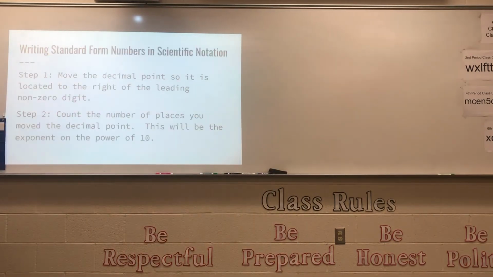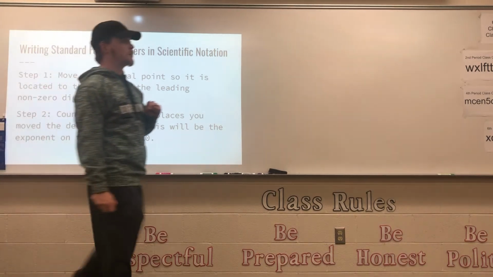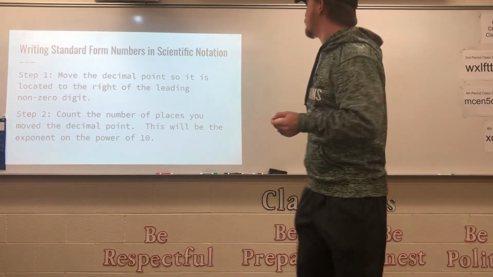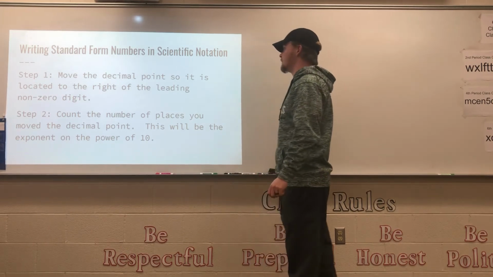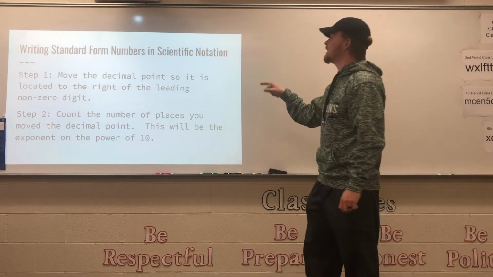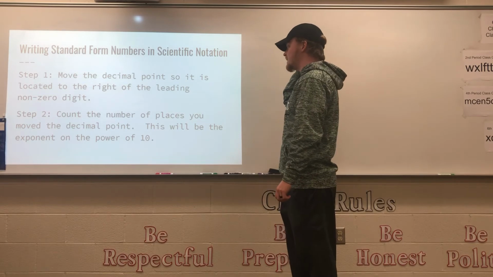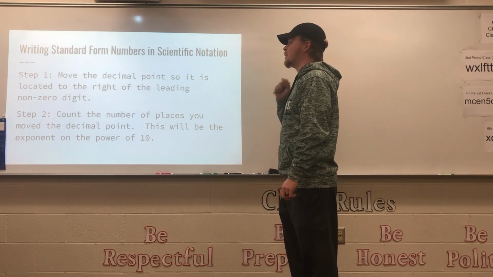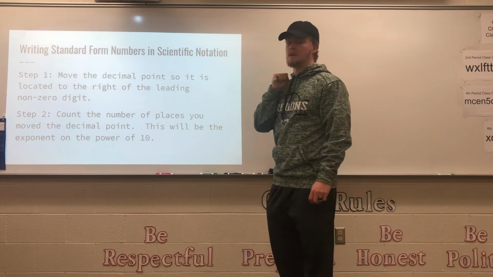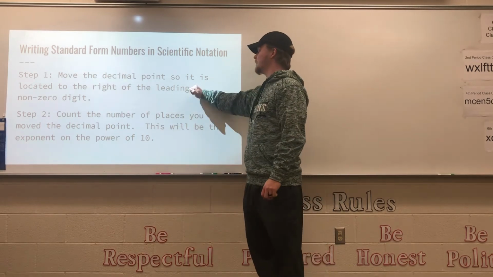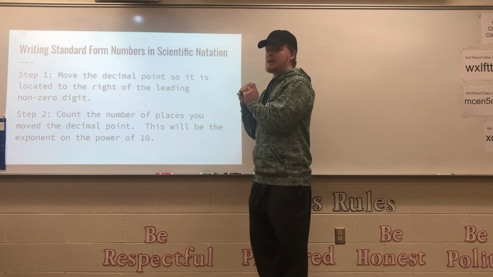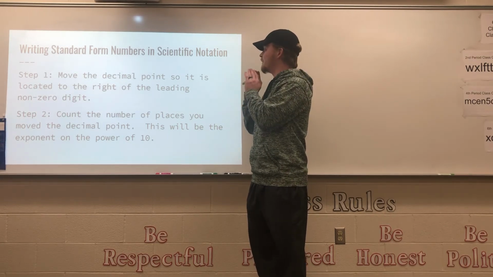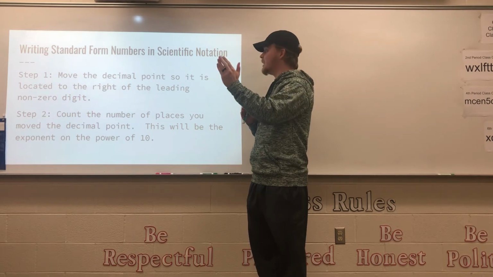All right, so now let's look at writing standard form numbers in scientific notation. Now we're going the other way. Instead, they give us a standard form, regular number, and we have to make it scientific notation. There are 2 steps to doing this. 1, move the decimal point so it is located to the right of the leading non-zero digit. This confuses students all the time, and I want to make sure I emphasize this right here. Leading, located to the right, so on the right side of the leading, meaning the number in front, non-zero digit.